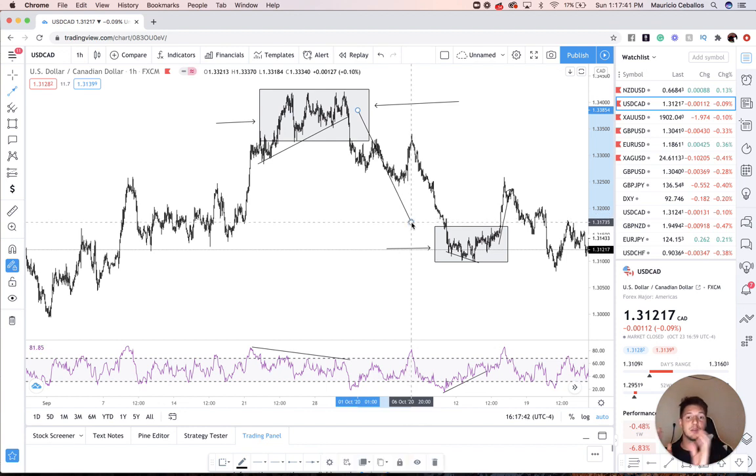So understand that a distribution phase is going to be at the top of the market, and an accumulation phase is going to be at the bottom of the market. So now with that said, these are the primary basics that you want to understand when it comes to smart money concepts. I will be talking about more things in detail.